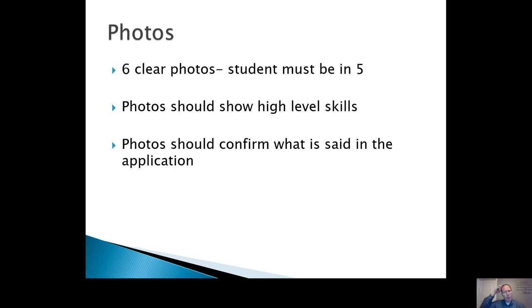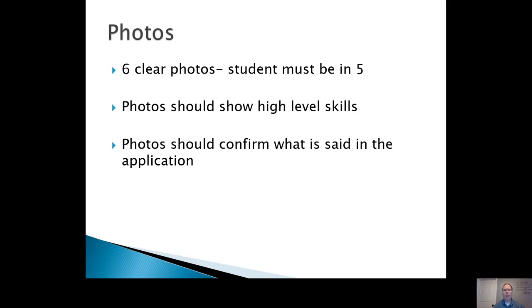I always want to talk about photos. Photos are only 6 points out of 100, and so you say maybe they're not that important, but a picture's worth 1,000 words. And in the case of proficiency applications, I think often the photos make it or break it. First of all, we're looking for 6 clear photos. The student in Kentucky, the student is supposed to be in 5 of those photos. The photos should be showing or demonstrating some kind of high level of skill.